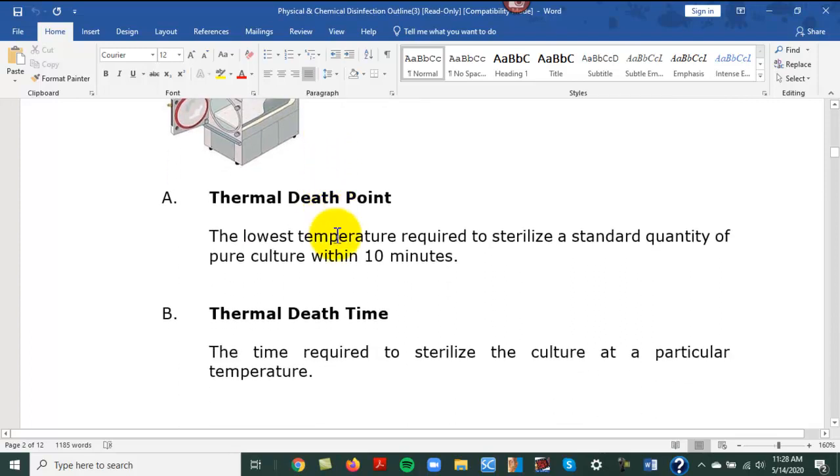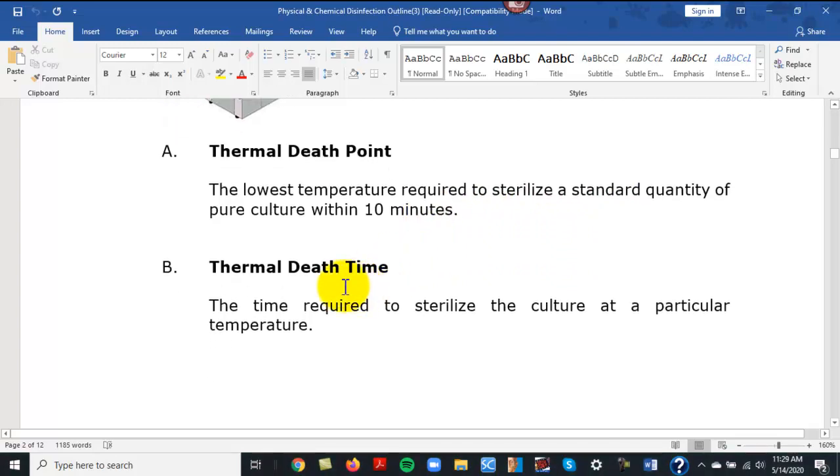These two terms kind of relate to this. There's a term called the thermal death point: the lowest temperature required to sterilize a standard quantity of pure culture within 10 minutes, and that's a temperature setting. Thermal death time is the time required to sterilize the culture at a particular temperature. The ones that deal with this are mainly people that package, well, anything, but packaging food, you want to make sure you can heat something up without destroying it, but have it still kill microbes. So just be familiar with these two terms.